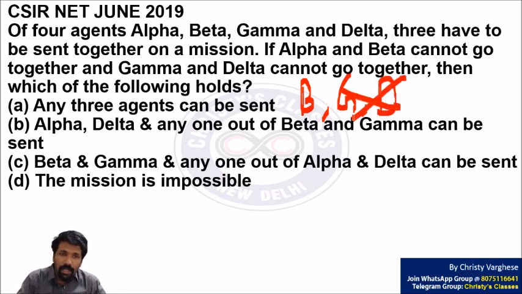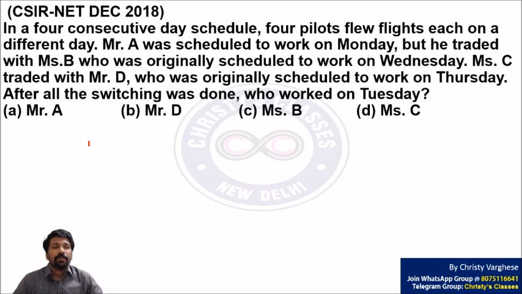So alpha taking also it is not possible, beta taking also not possible, which means this mission is impossible itself, and D is the answer. Try the next question. December 2018, this question came.